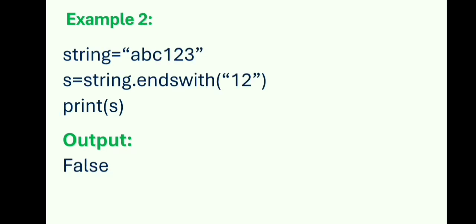Example 2. In this example, we assign the string value "ABC123" to the variable string. In the following statement, we apply the string endswith method to this string by passing the substring "12" as an argument and store the result in a variable s. Then the print statement print(s) prints the return value of endswith method. The output of this example is false because the string does not end with the substring "12".